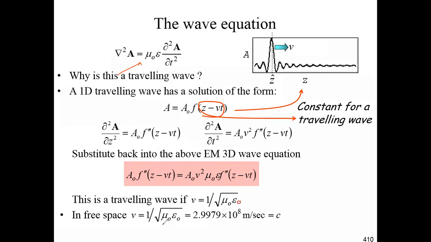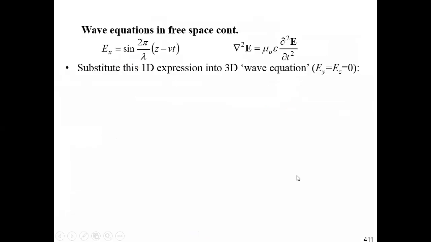If you put the values of mu naught and epsilon naught, you may check it using your calculator. You will get approximately 2.997, exactly 2.9979, which can be approximated as 3 into 10 to the power 8. And this is nothing but the speed of light, also called c. Am I clear? Yes, sir. So this is the important aspect we are discussing right now.